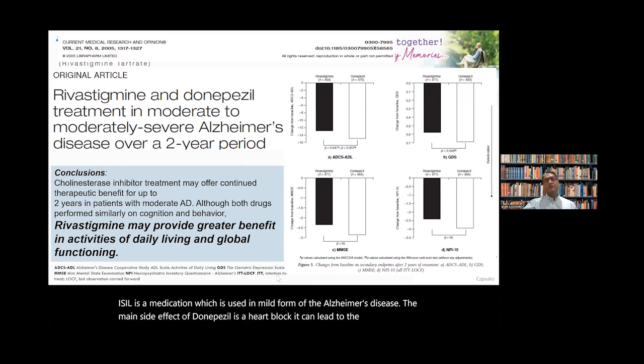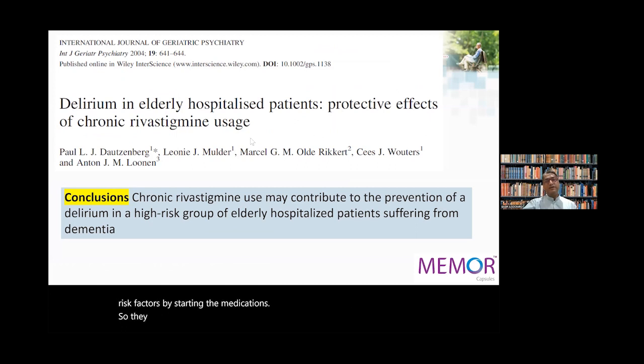So when somebody has a lot of comorbidities, like elderly people, if you use donepezil, you have to be cautious about their heart condition. It can lead to heart block. It can lead to hypotension. So one has to consider the benefit and the risk factors when starting the medications. They found that when somebody is on rivastigmine regularly, it decreased delirium in elderly people.